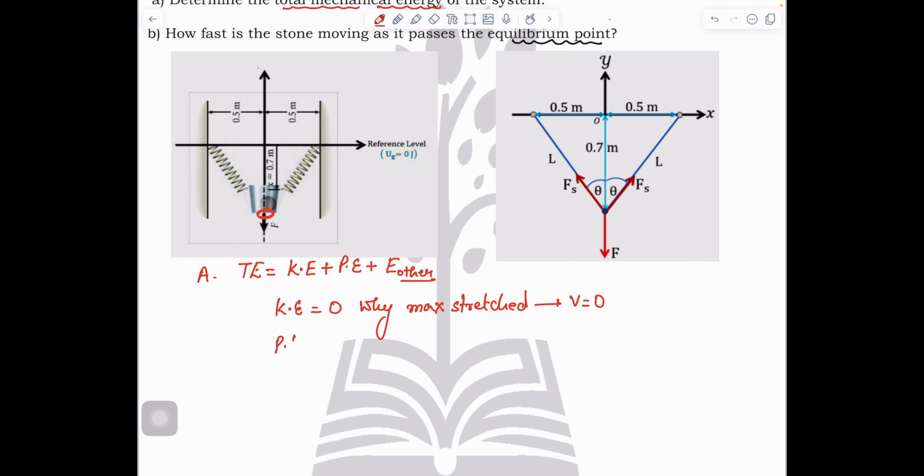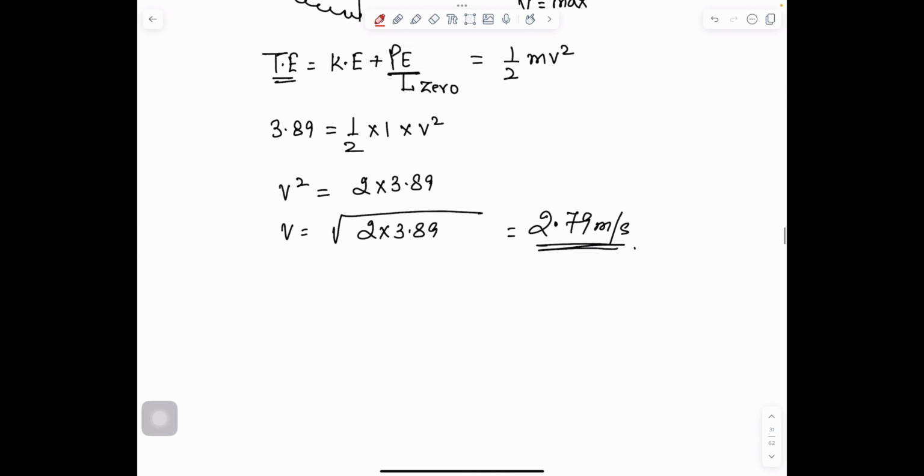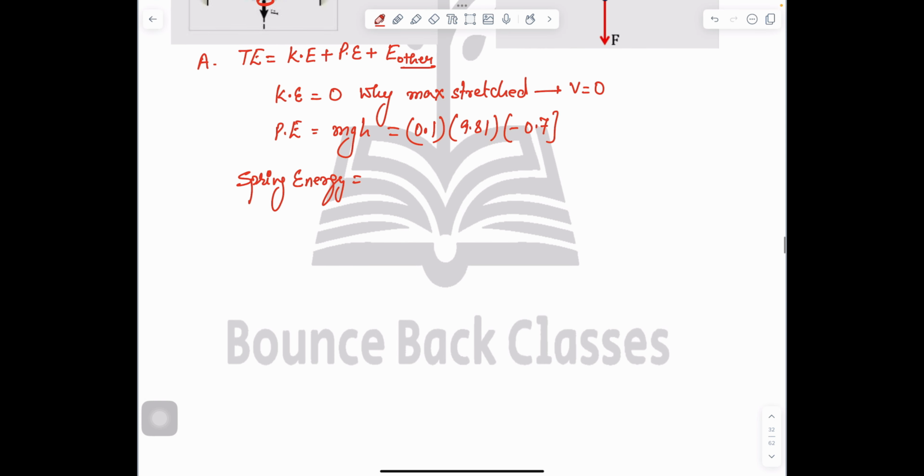Okay, what is the potential energy here? mgh. So what is m? 0.1. Okay, g 9.81. Okay, where is it going? Down. It is going down. So down means negative 0.7 because it is given as 0.7 meter. Clear? Okay, third thing, we already solved spring energy. So what is the value? Spring energy is what we have, 3.89. Okay, solve total energy.